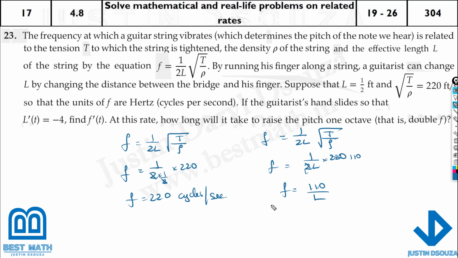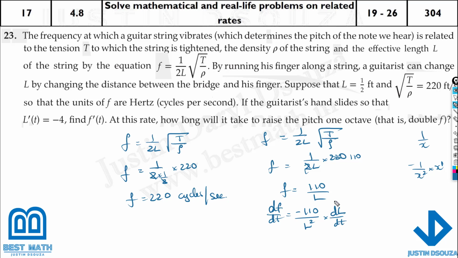So how can I differentiate? Just differentiate with respect to time, f prime of t. That means df by dt is equal to this one, 110. 110 is a constant. What is the derivative of 1 by x? It's minus 1 by x squared, right? But since we are doing it implicitly, we have to write x prime as well, with respect to whatever we are doing. So it's 110, but it'll be minus, divided by L squared. This goes up, it'll be a negative power, and this is how we solve that. But don't forget dL by dt.